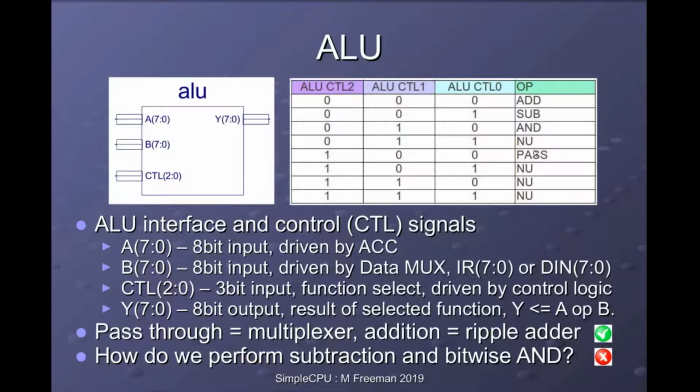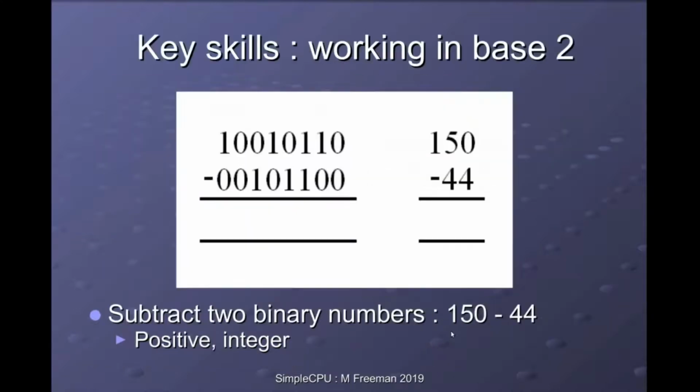4, I pass through. I think it's result B to the output. So just a pass through, not affected. And the others, again, not defined at this time. So if you look at those functionalities, some of those we can do already. So pass through, as we've got here, just selecting a particular input. So selection, that's a multiplexer. The addition I can do with a ripple adder, but how do we perform the subtraction and the bitwise AND operations? That's what we'll have a look at now.